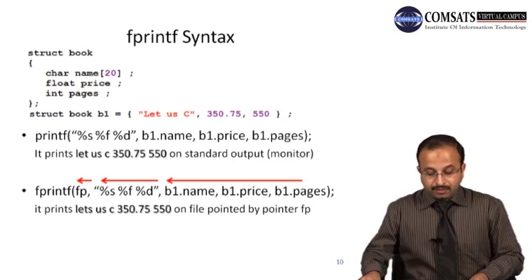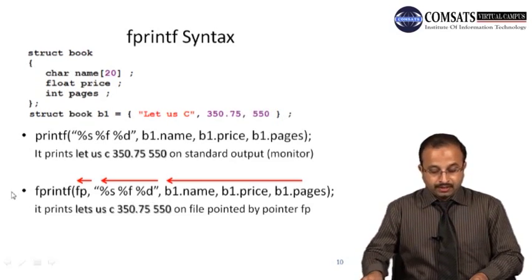So it will read values from the variables, make a string out of them, and then write that in the file fp, right? So this is a string actually. You see the double quotes over here. This is actually the string. It contains a string, a floating point value, and an integer value.